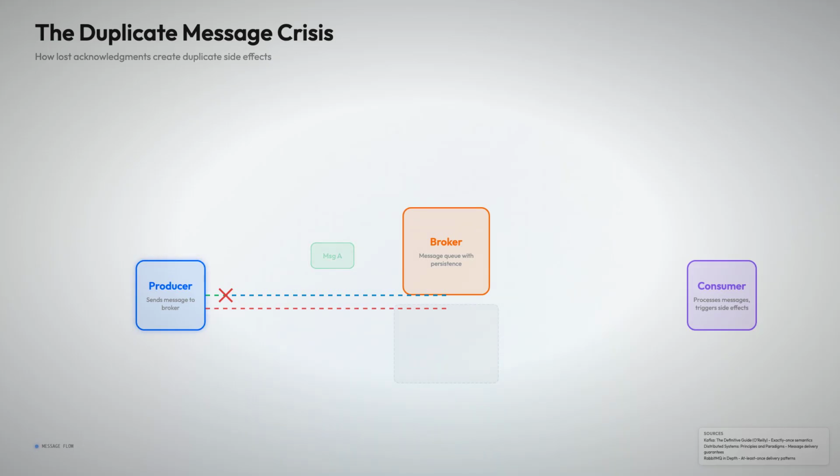This is the crisis. Every distributed messaging system, Kafka, RabbitMQ, SQS, delivers at least once under failures. Duplicates arise from retries due to lost ACKs or crashes. Exactly once isn't a broker guarantee, it's a consumer-side problem. No matter how many times a message arrives, the observable side effects must happen only once.